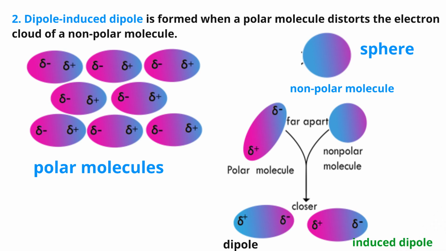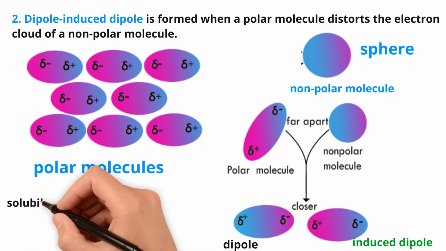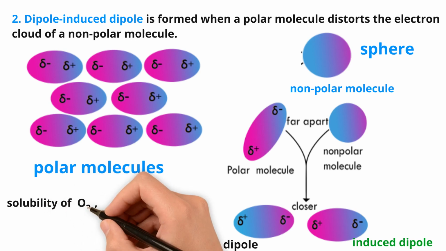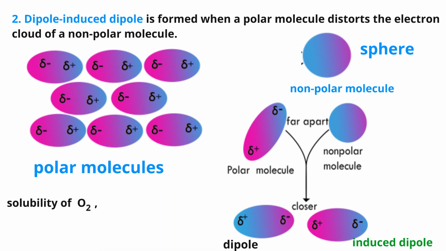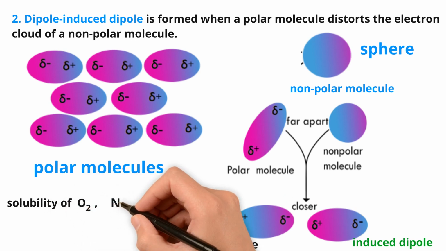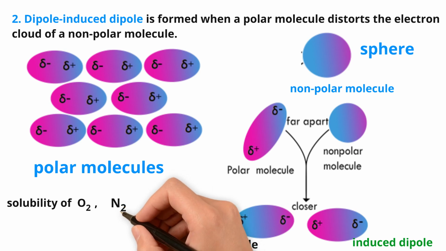Look here. Initially, the nonpolar molecule has a sphere shape, but when we bring these two molecules close, that means the polar molecule and the nonpolar molecule, the polar molecule distorts the shape of the nonpolar molecule, because in the polar molecule there is charge separation, but there is none in the nonpolar molecule. Now the polar molecule distorts the shape of the nonpolar molecule.